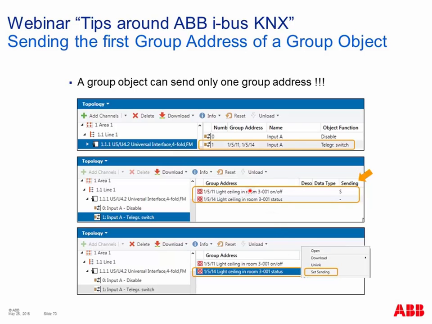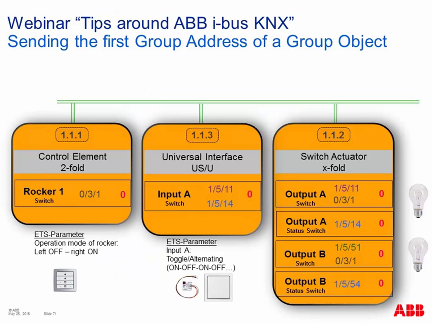But why is it necessary to assign more than one group address here? Sometimes it is necessary, as you see in the next example. We have again one rocker. For example, set a parameter: left side of the rocker off, right side of the rocker on. Clear position, left off, right on. Here we additionally have a universal interface connected to a standard push button, and here we use the toggle or alternating function. So now when we press, we want to switch on, next time off, on, off, on, off. So every time we press, we want to change the position of the relay, switch on, switch off, of our actuator.